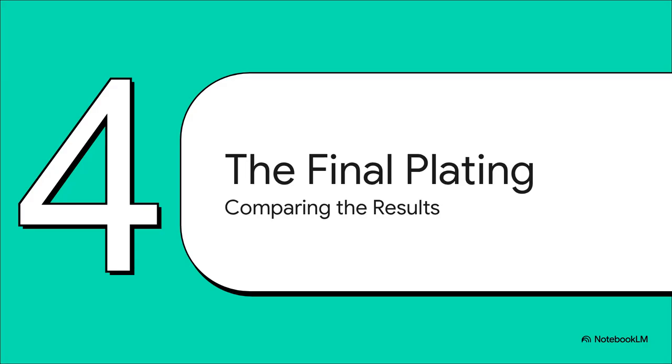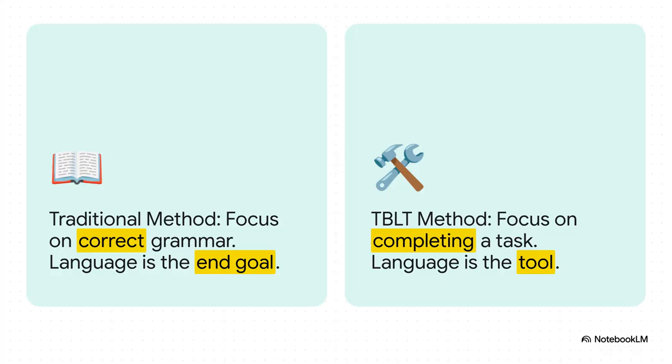Okay, the timer has just gone off, the kitchen smells incredible, and our dish is ready. Now for the final step, the plating. It's time to see how our TBLT meal stacks up against one from a more, let's say, traditional, grammar-focused kitchen. And wow, the difference is night and day. The traditional method is all about getting the grammar and the structure perfect. The language itself is the end goal. It's like knowing the scientific name for every spice, but being too afraid to ever cook with them.